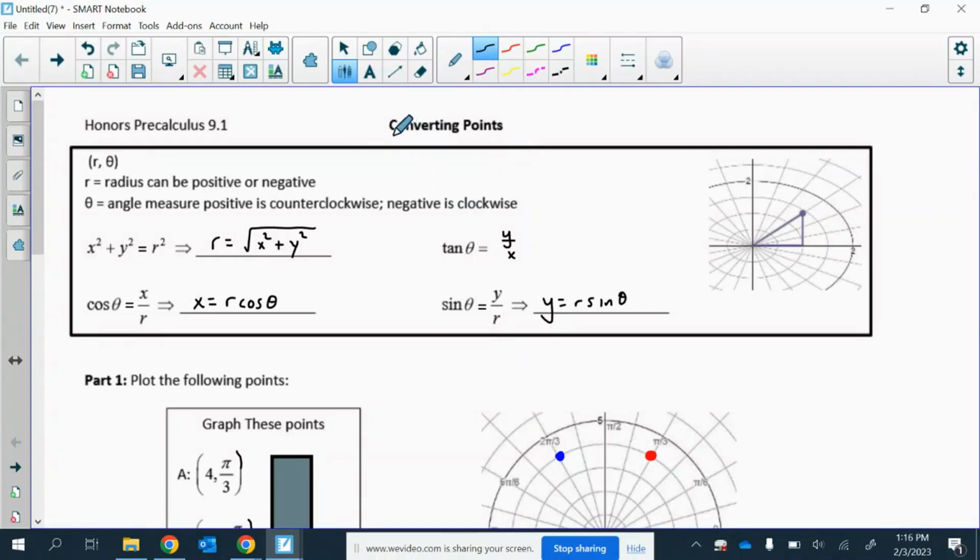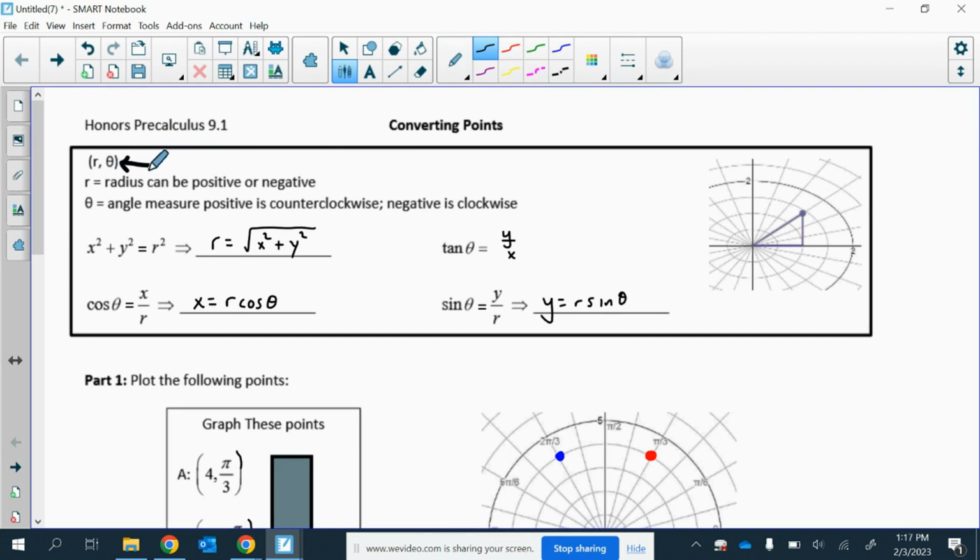The following video is about converting points from rectangular to polar form and from polar form to rectangular form. The first thing we have to do is understand what the polar form of a coordinate is. The polar form of a coordinate is r, theta.